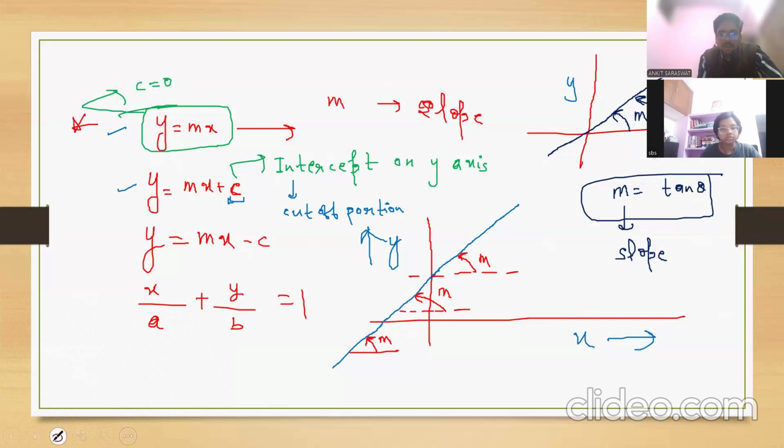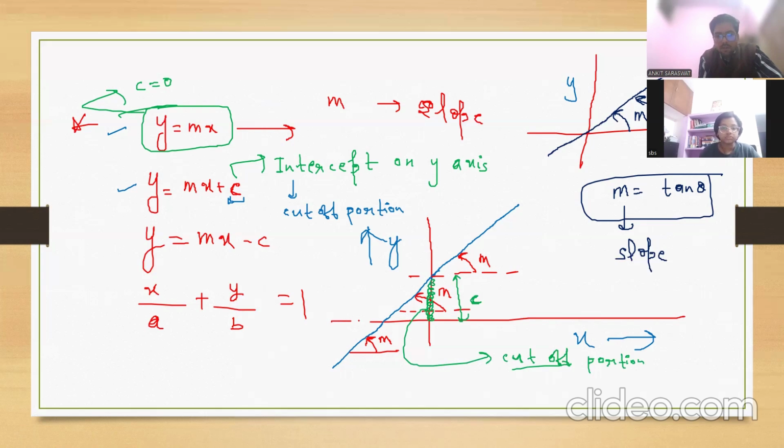Now this c is what? c is the cut off portion on the y-axis. This is c, okay. On the y-axis, this much portion is being cut. This is the cut off portion on the y-axis. c.